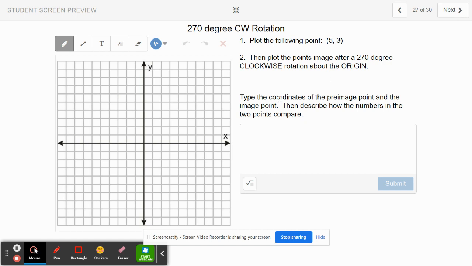Perfect. 5, 3. So we're going to plot that. Again, we're rotating about the origin, so 5 over, 3 up. We're going to connect it to the origin with an L. So let's go up and over. And we're going to rotate it 270. So there's 90, there's 90, there's 90.